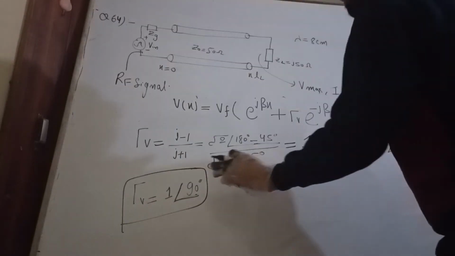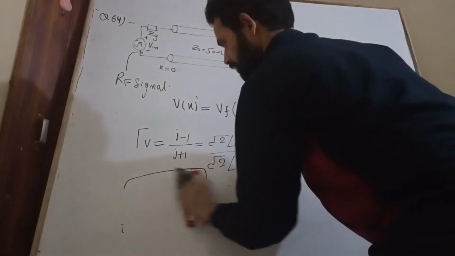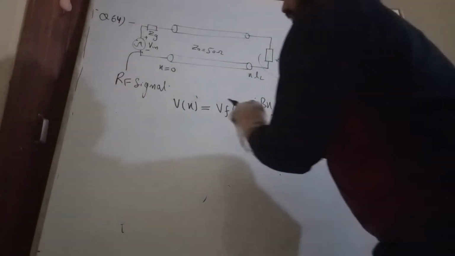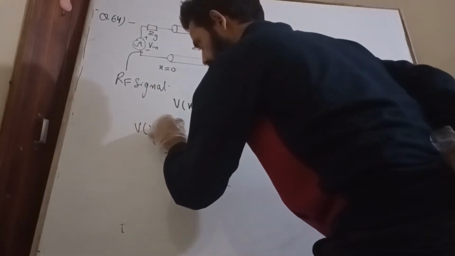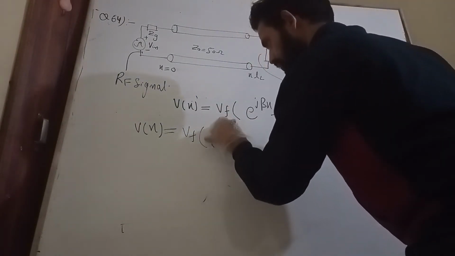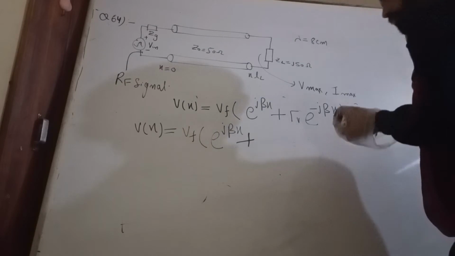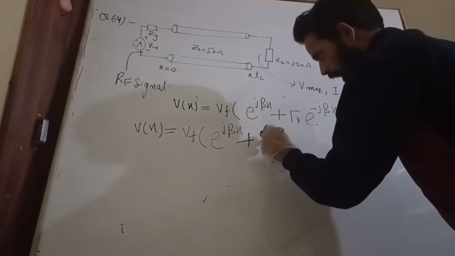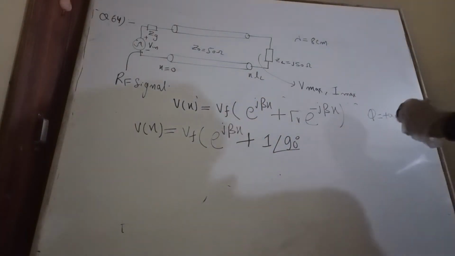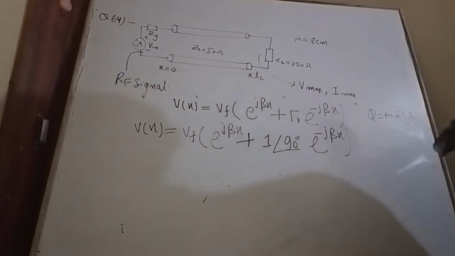Now just put this reflection coefficient in this equation, and see what we will get. V of x is equal to Vf into e to the power j beta x plus the reflection coefficient that we got, 1 angle 90 degree, times e to the power minus j beta x.